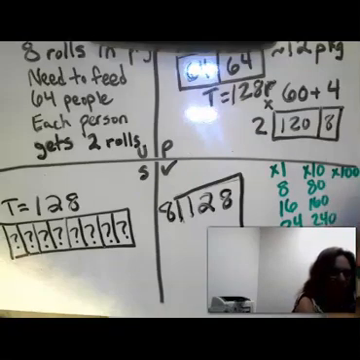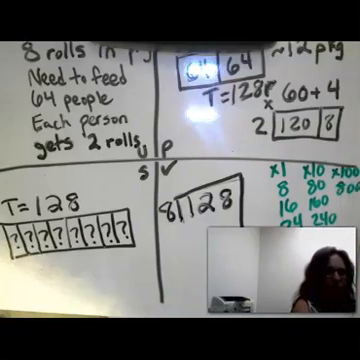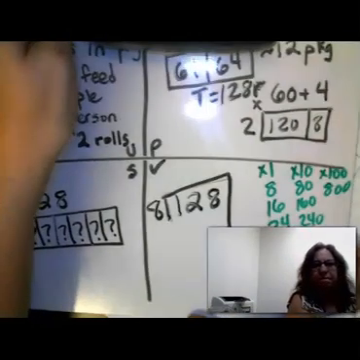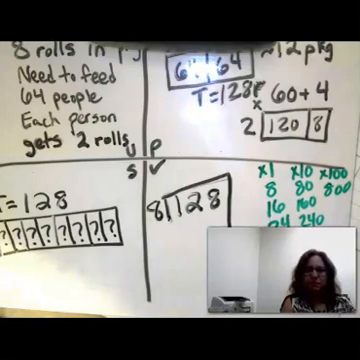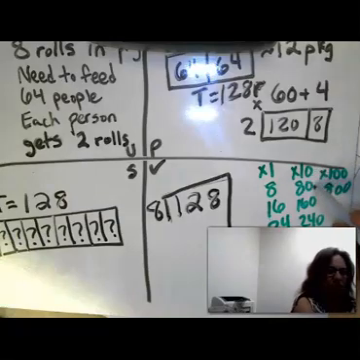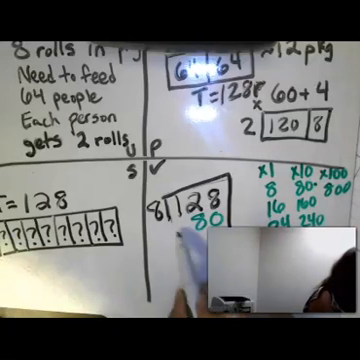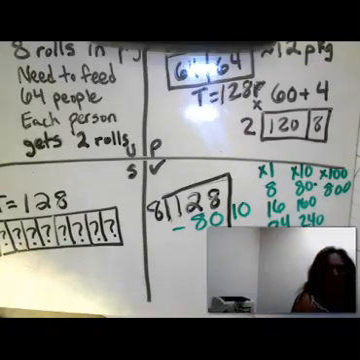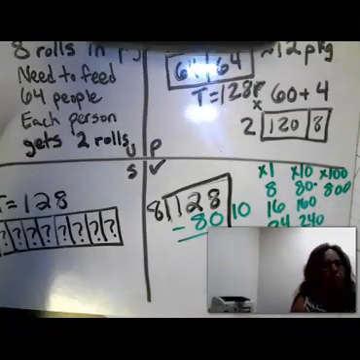So where can we start? Let's start with this 80. Okay, I know that 8 times 10 is 80. Subtract it from the 128. We're left with 48. Okay, what else can I use? I can use this 40 right here.